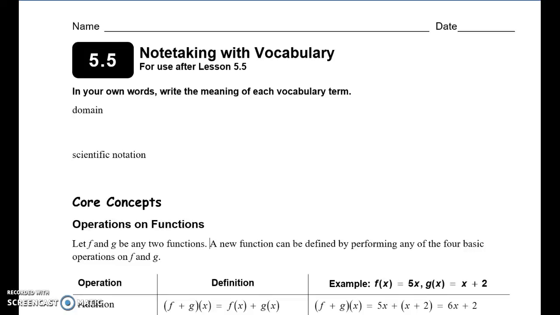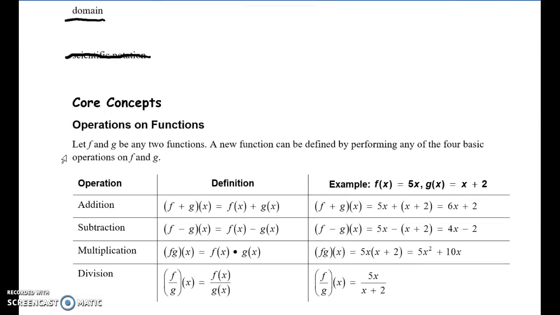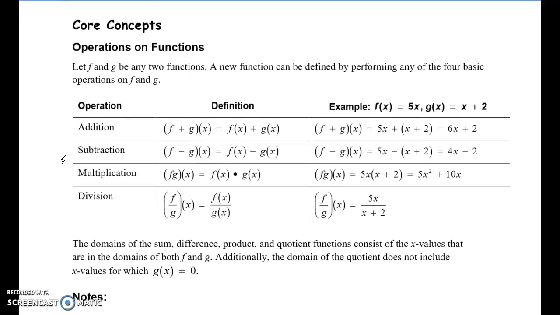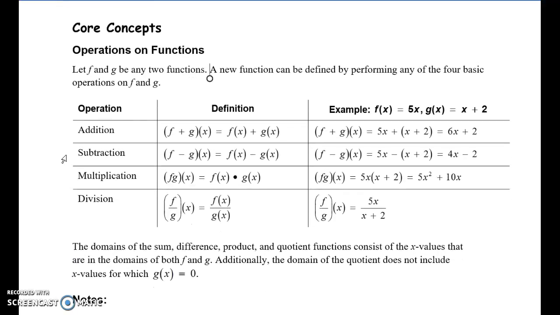First, I want you to go to page 145 of your journal and copy down the definition for domain. We're going to skip the definition for scientific notation, so you don't need to worry about that. When you're done getting the definition, take a look at the core concepts on operations of functions.